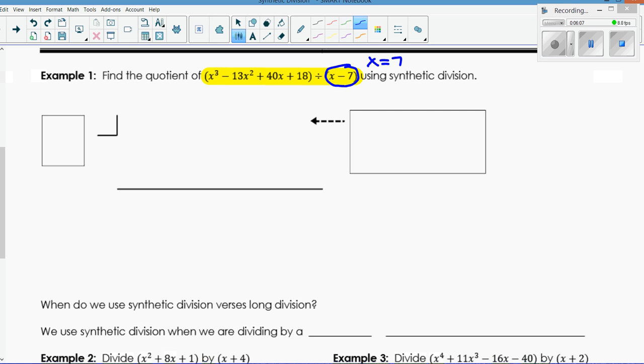Okay? So, whatever my 0 is, or in terms of what I'm dividing by, I write a 7 here. This number right here will always be the 0. It's coming from x minus 7 equals 0, so x equals 7. The numbers next to your 7 are just your coefficients.